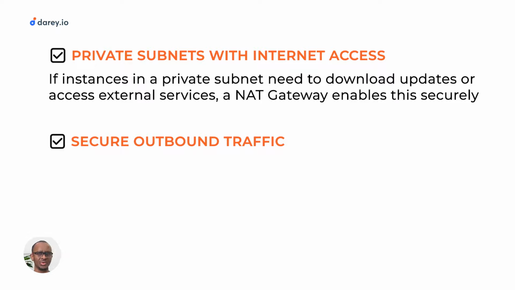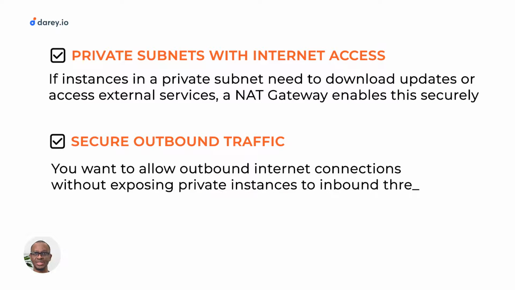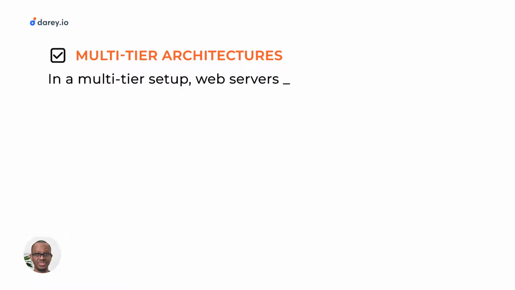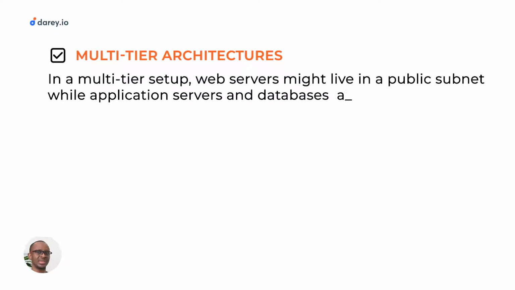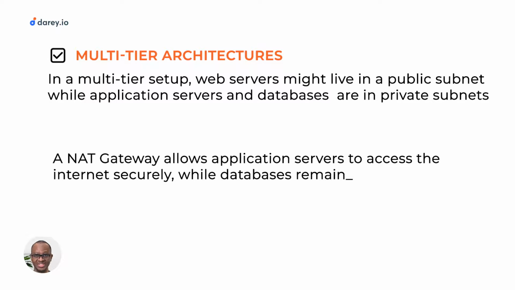Secure outbound traffic. You want to allow outbound internet connections without exposing private instances to inbound threats. Multi-tier architectures. In a multi-tier setup, web servers might live in a public subnet, while application servers and databases are in private subnets. A NAT gateway allows application servers to access the internet securely, while databases remain completely isolated.